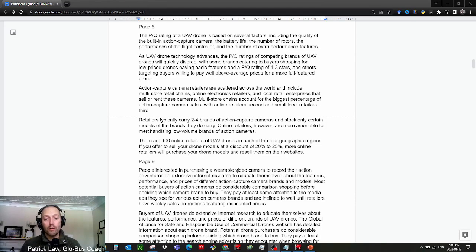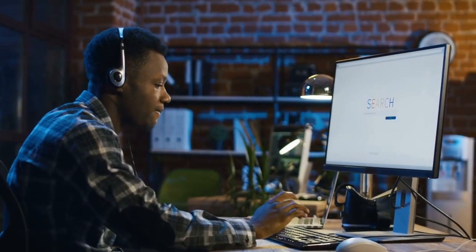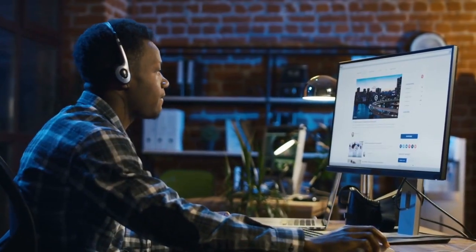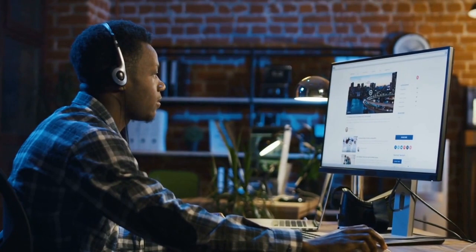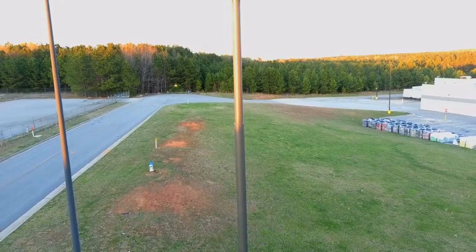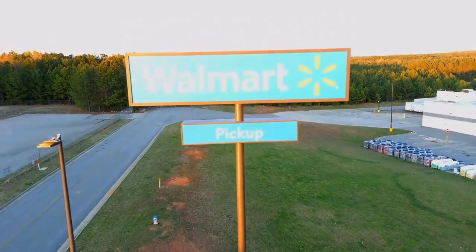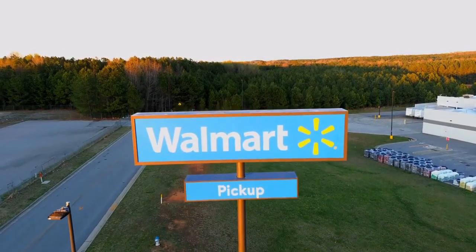People interested in purchasing a wearable video camera to record their action adventures do extensive internet research to educate themselves about the features, performance, and prices of different action capture camera brands and models. Most potential buyers of action capture cameras do considerable comparison shopping before deciding which camera to buy. They pay at least some attention to the media ads they see for various action camera brands and are inclined to wait until retailers have weekly sales promotions featuring discounted prices.